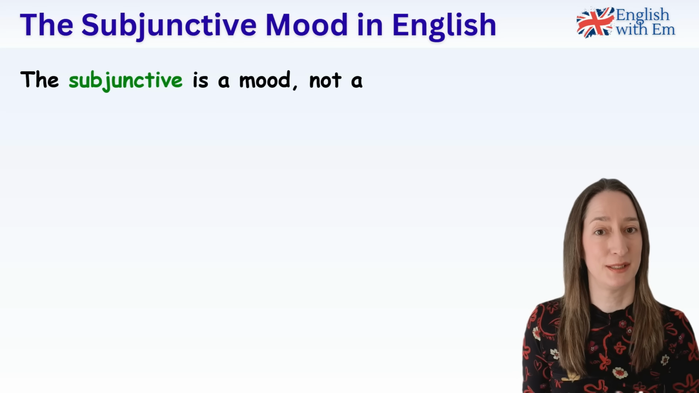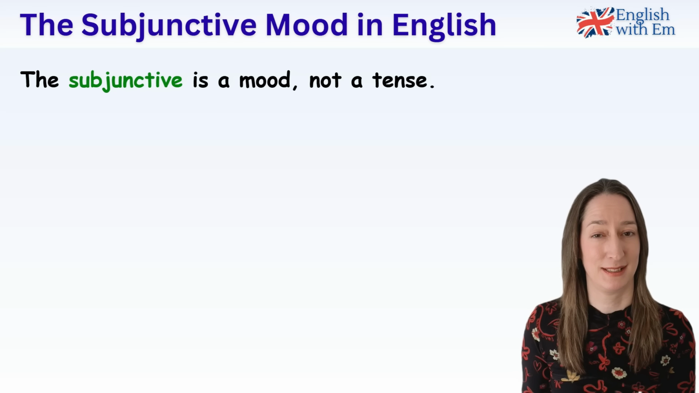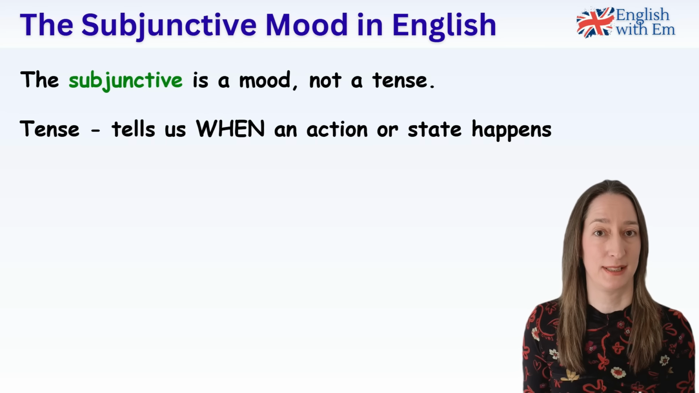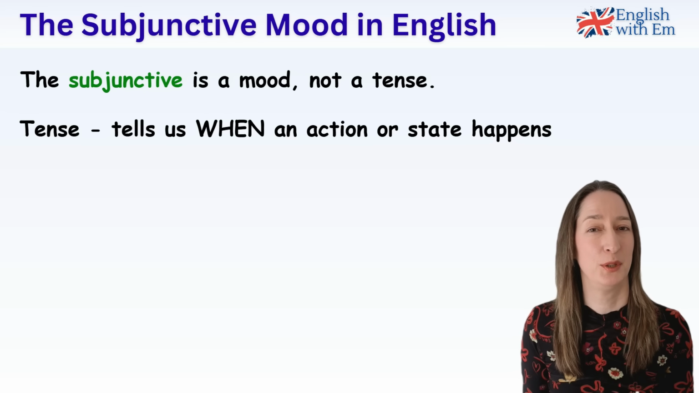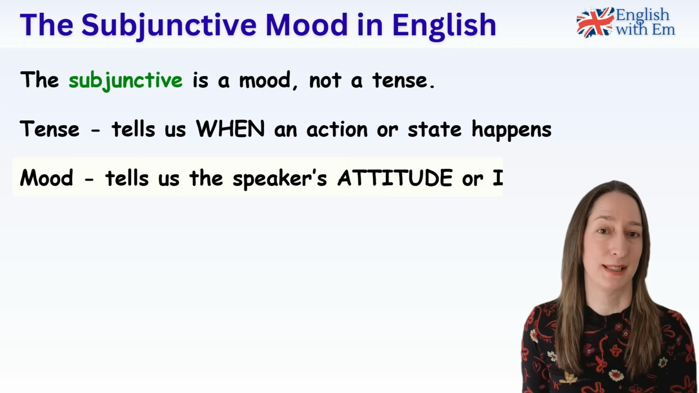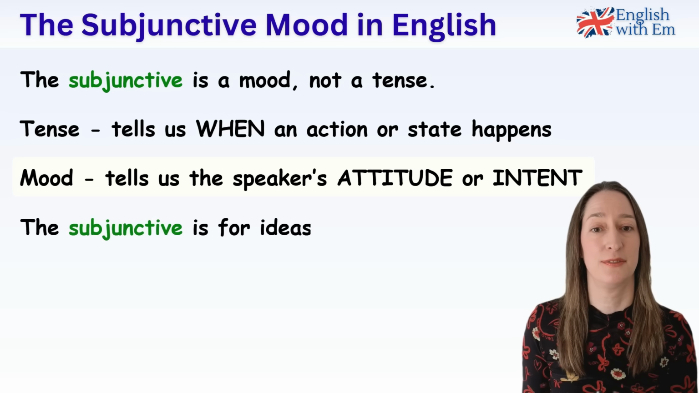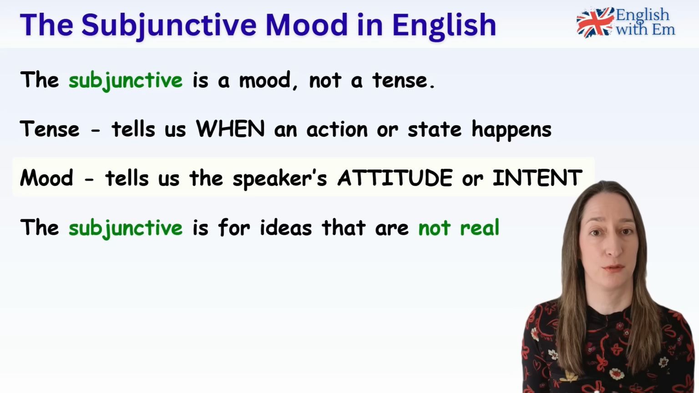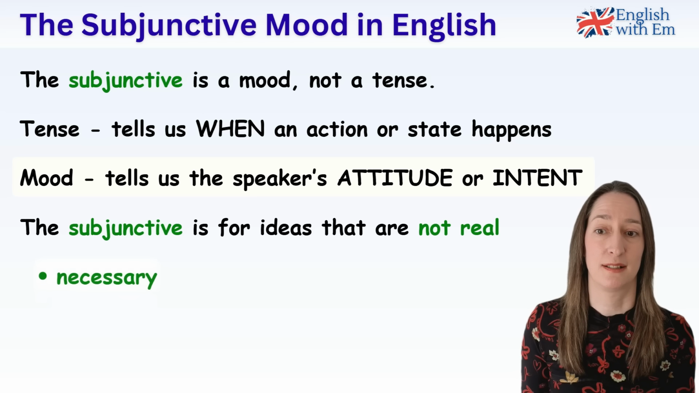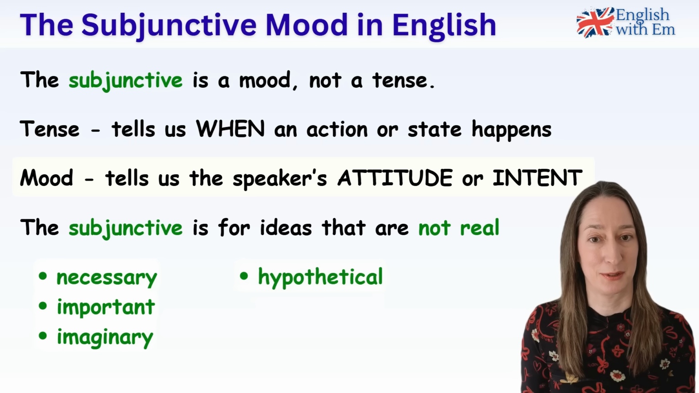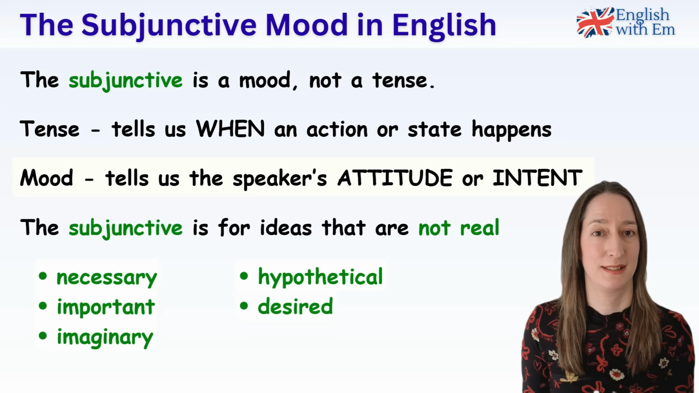The subjunctive is a mood, not a tense. Tense tells us when an action or state happened, but a mood tells us the speaker's attitude or intent. And the subjunctive is for ideas that are not real, things that are necessary, important, imaginary, hypothetical, or desired.